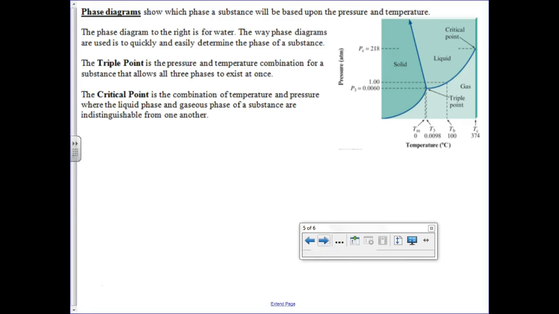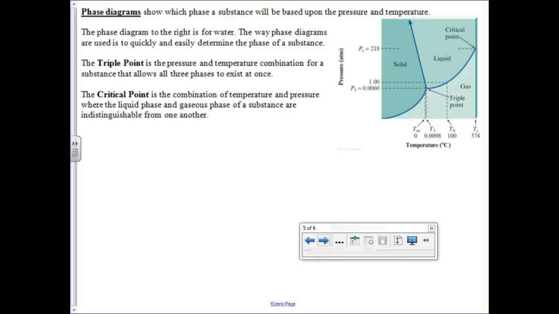On the back side, this is a phase diagram. Okay, this little chart on the right is a phase diagram. These things are used to help us figure out what phase a sample will exist in given a certain pressure and a certain temperature. They're very easy to read.